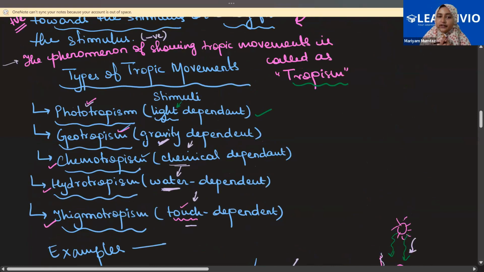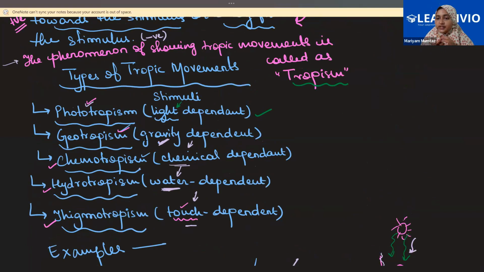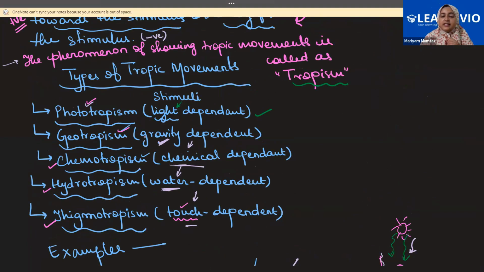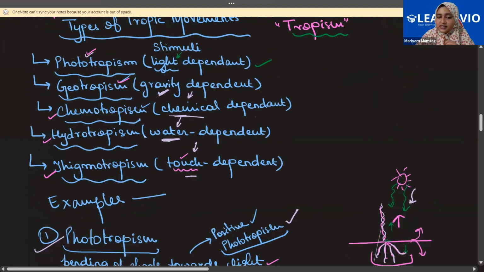So we talked about the different kinds of tropic movements, wherein we saw that the tropic movements and their stimuli were very different, right? There was phototropism, that is, the stimulus was light. Then there was geotropism, the stimulus was gravity. Chemotropism, the stimulus was chemical. Then there is hydrotropism, wherein the stimulus is water. And then thigmotropism, wherein the stimulus is touch. So depending upon the different kind of stimuli, there are different kinds of tropic movements that are present.